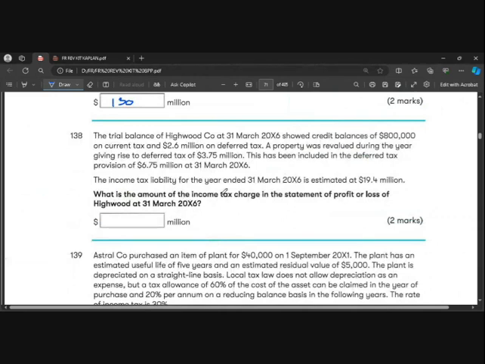Do this question. This is our usual thing. What is the amount of income tax charged in the SOPL, the statement of profit or loss? Examples of that. Choose credit balance of 8 lakhs.